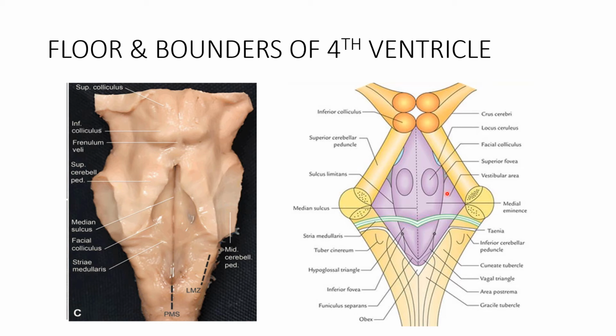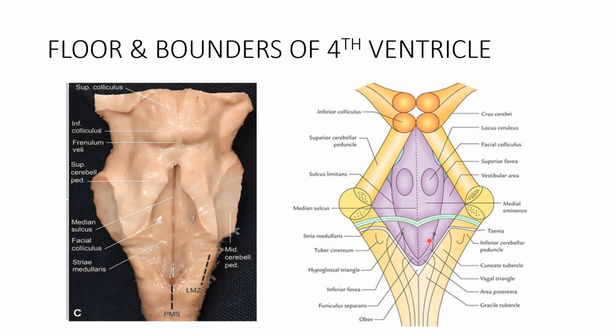Inferiorly, the sulcus limitans is limited inferiorly, you can see. The inferior end of the sulcus limitans is another depression, that is the inferior fovea. So you can see the inferior fovea. From the inferior fovea, the sulcus limitans descends obliquely toward the median sulcus. So you can see the median sulcus.